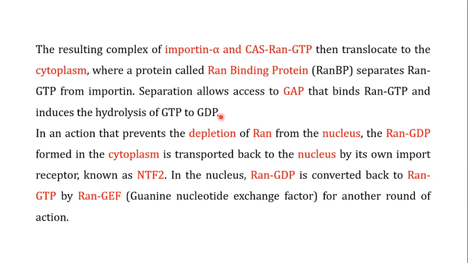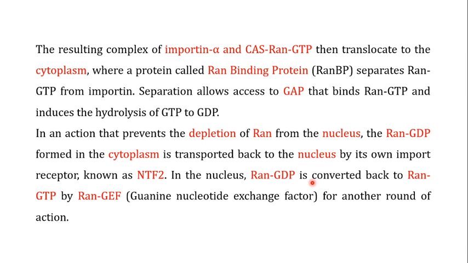Now, if this process continues, if you are using the RAN-GTP for the release of the cargo into the nucleus, and then that RAN-GTP moves out into the cytoplasm with CAS, this means there will be a depletion of RAN in the nucleus. To prevent that depletion, the RAN-GDP that is formed in the cytoplasm because of the action of the GAP is transported back to the nucleus by its own import receptor, known as NTF2. This NTF2 is going to move the RAN-GDP from the cytoplasm into the nucleus of the cell.